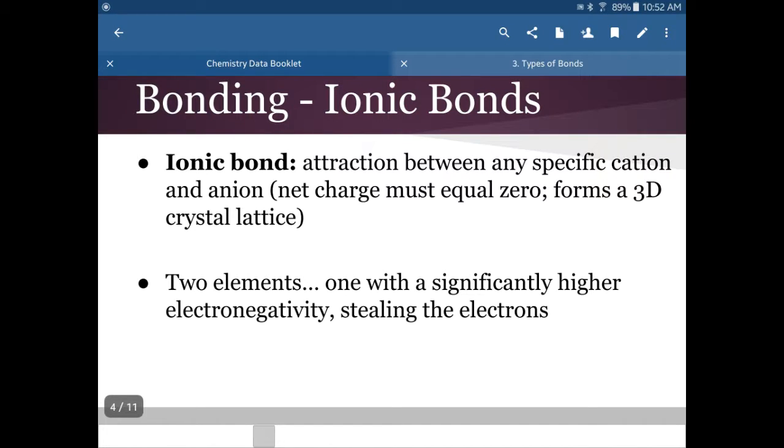Now, we can also have this thing called an ionic bond. An ionic bond is an attraction between a cation and an anion. Again, we see this in ionic compounds.